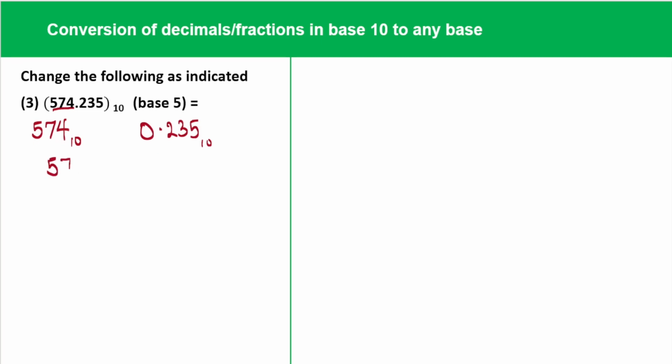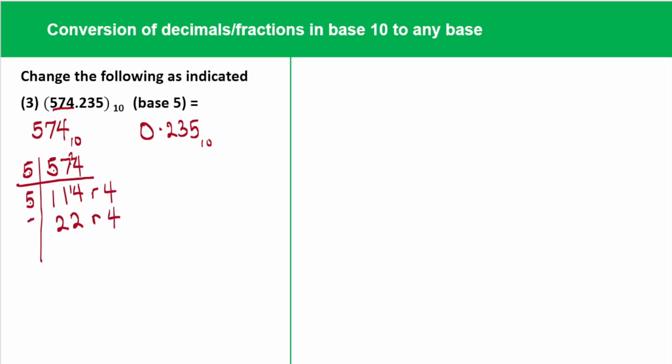That's 574 divided by 5. 5 in 5 is 1. 5 in 7 is 1, remainder 2. 5 in 24 is 4. 5 times 4 is 20, remainder 4. 5 again. 5 in 11 is 2. 5 times 2 is 10. 11 minus 10 is 1.